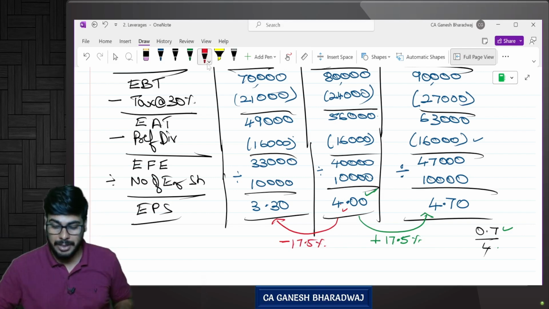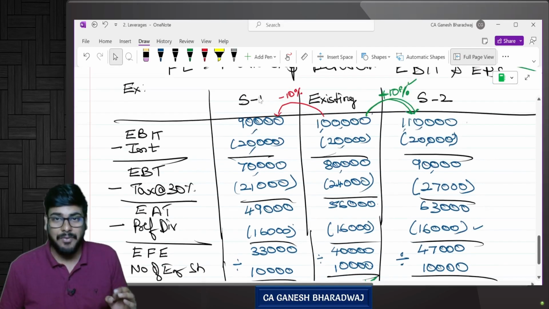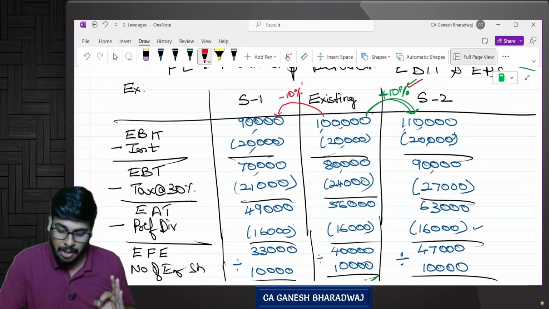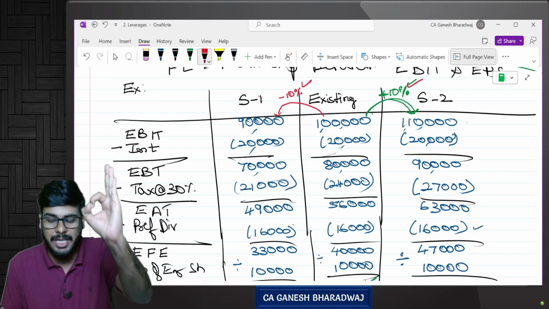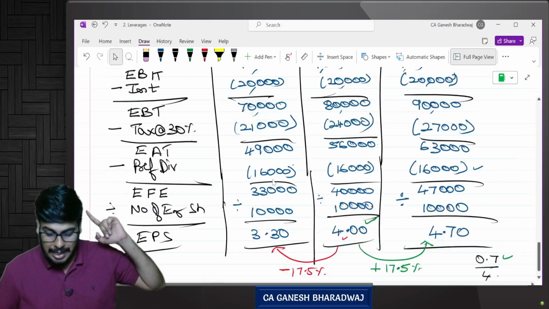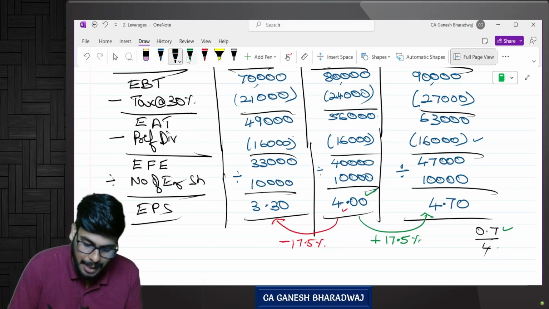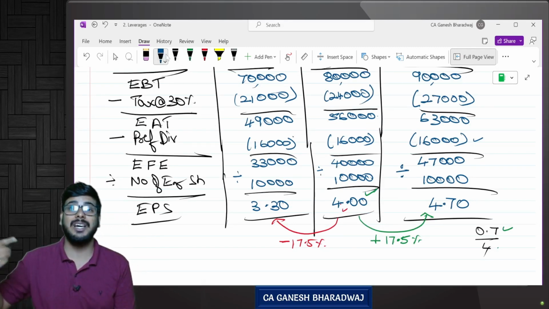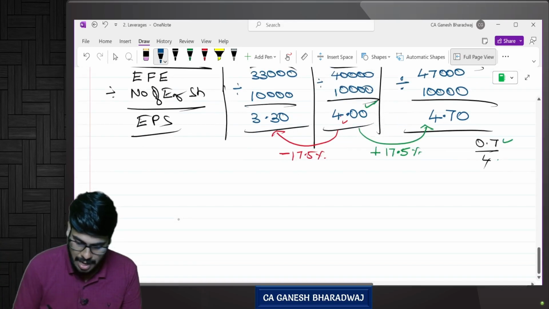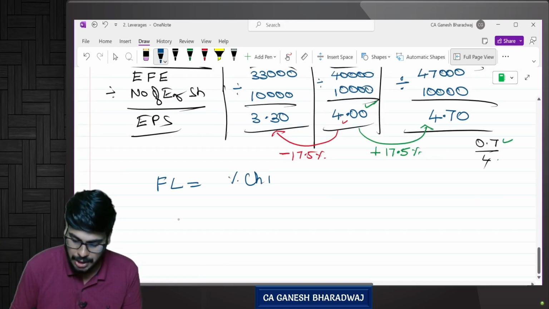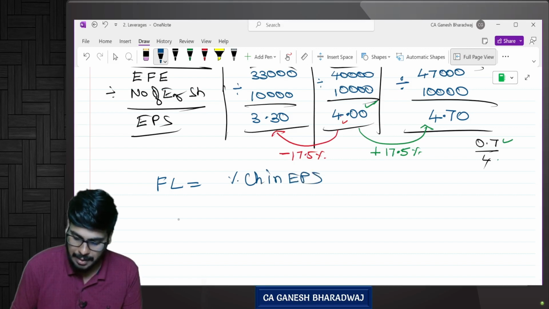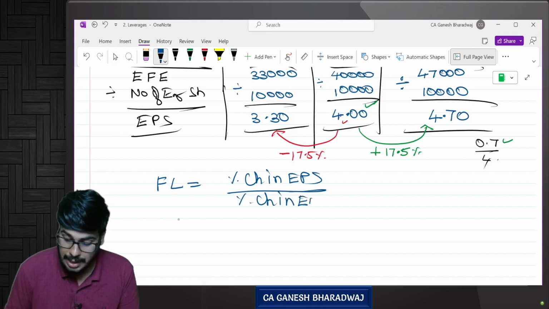Or in other words, if my EBIT changes by 10 percent, my EPS changes by 17.5 percent. There is a magnifying effect here on the financial side, and hence it is called financial leverage. What's the formula for financial leverage? Percentage change in EPS divided by percentage change in your EBIT.